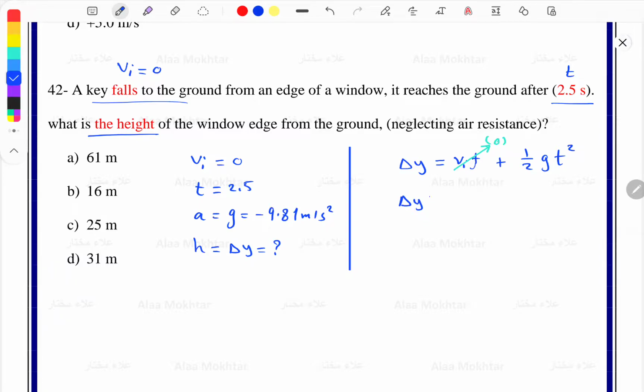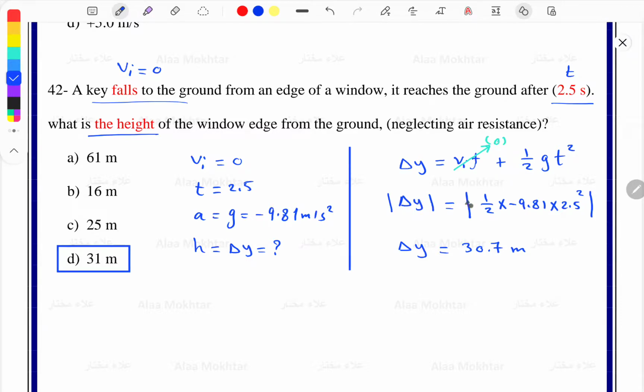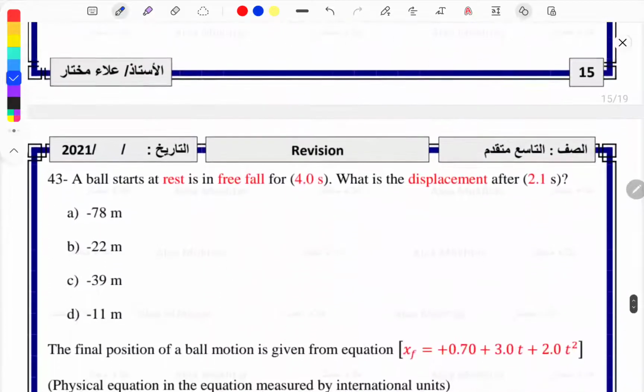Delta y as an absolute value equals the absolute value of 1/2 times negative 9.81 times 2.5 squared. The answer will be what? 1/2 times 9.81 times 2.5 squared. The answer will be 30.67. We can write it 31 meter. Why do we make it an absolute value? Because the answer is positive, so the height will be positive.